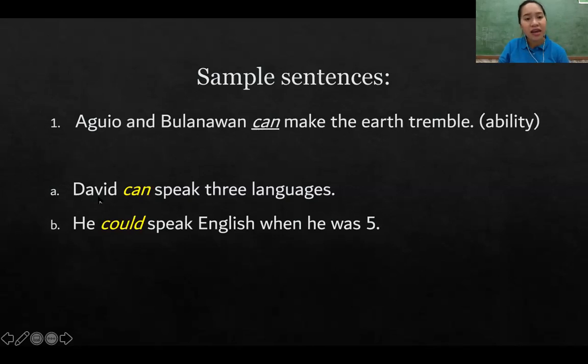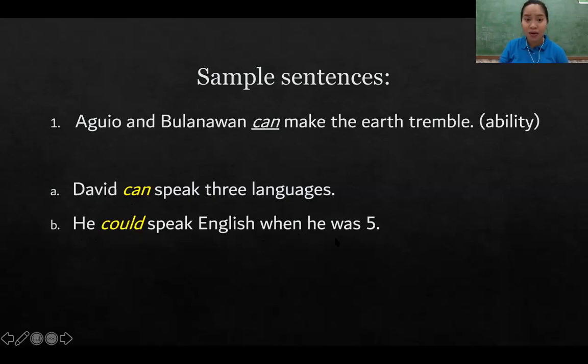Another example: David can speak 3 languages. He has the ability to do that, so we use can. Another: He could speak English when he was 5. Could is the past tense of can. Could is used if the ability of the person existed before. He could do it before, but maybe not now.